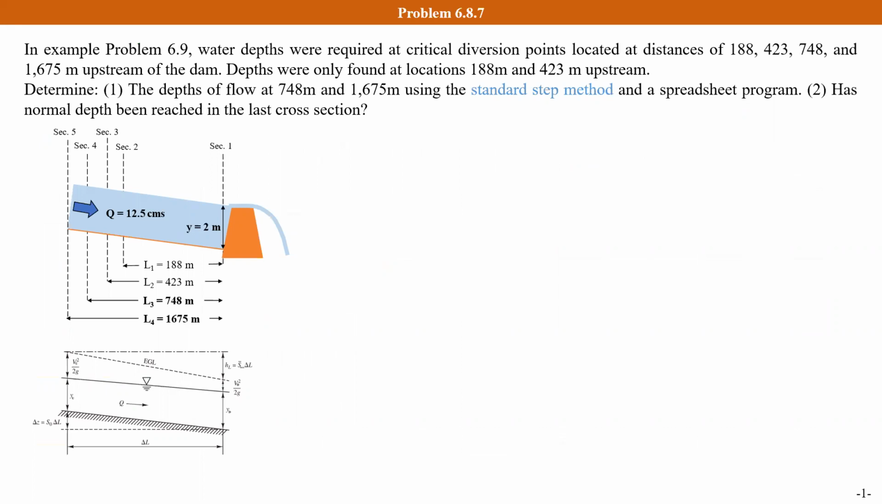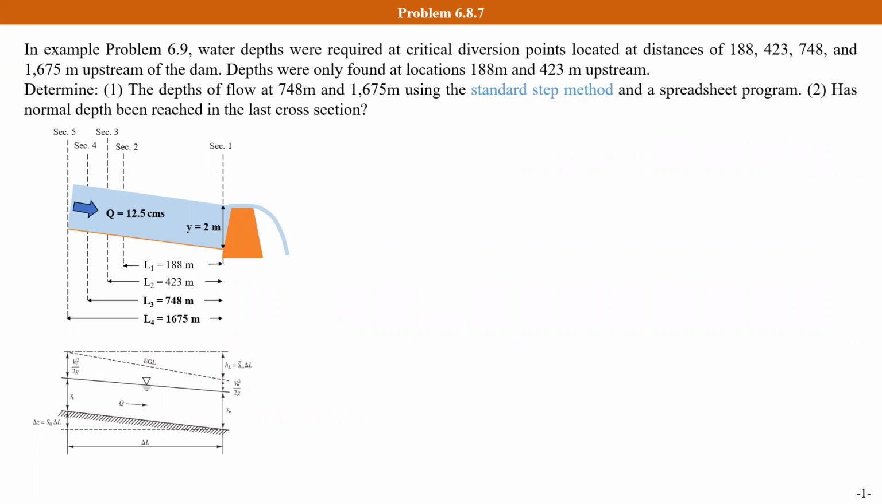For today's video, we are going to talk about the homework for week 11. Let's take a look at the first one. In example problem 6.9, water depths were required at critical diversion points located upstream of the dam. Depths were only found at locations 188 meter and 423 meter upstream.